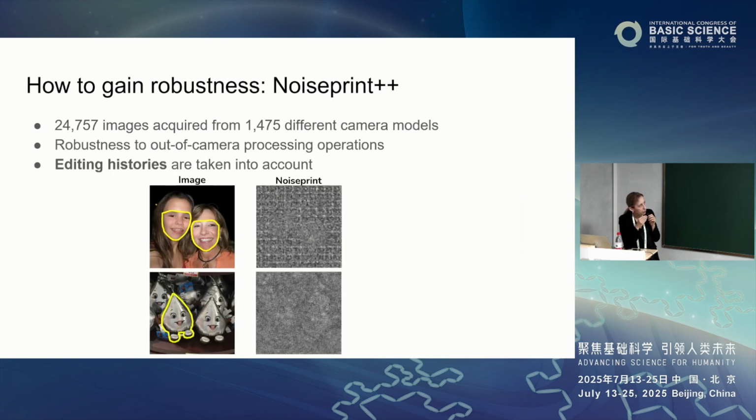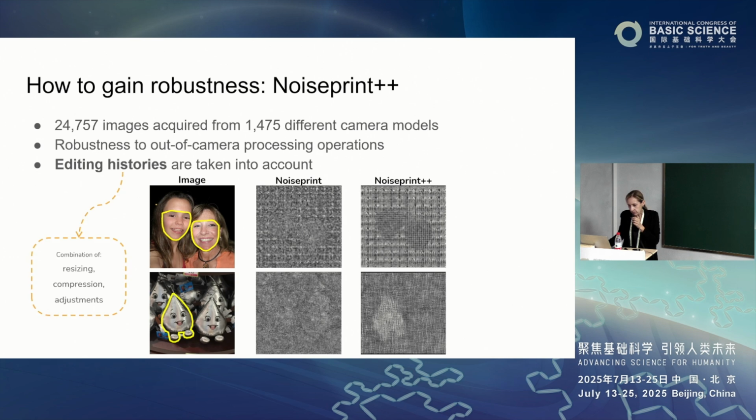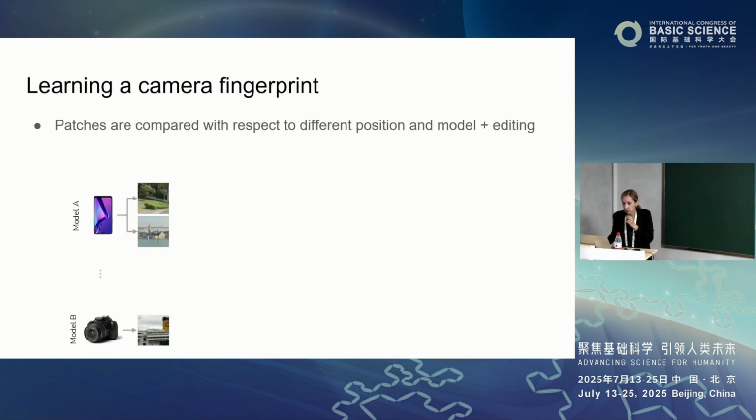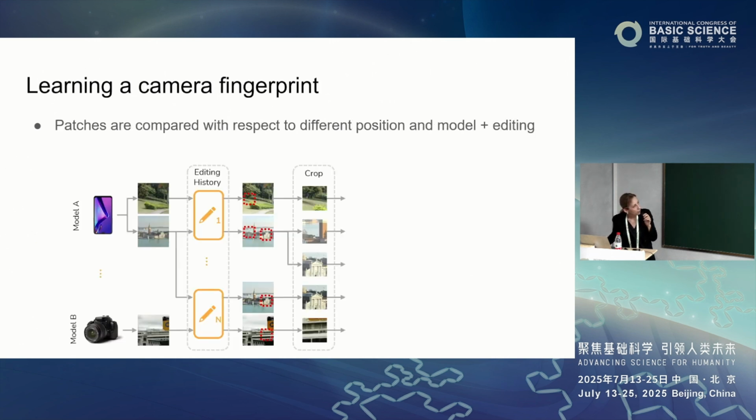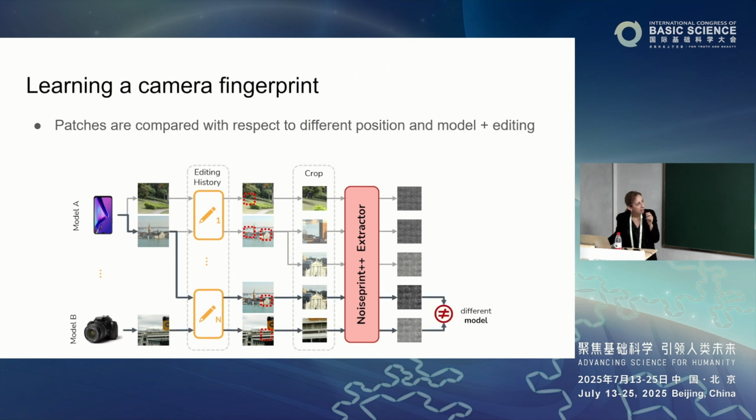Camera processing operations, we actually consider different types of processing like resizing, compression, possible adjustment. And you can see that the NoisePrint++ extraction is much better than the NoisePrint and can highlight the anomalies better. So we repeated all the process, but we also considered possible editing histories like compression, resizing, cropping, and we again extracted the fingerprint with this more complex architecture.